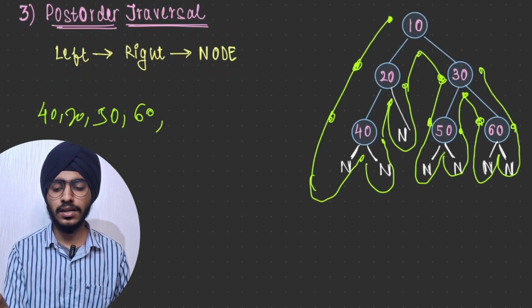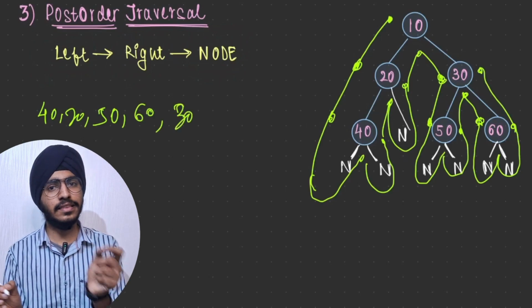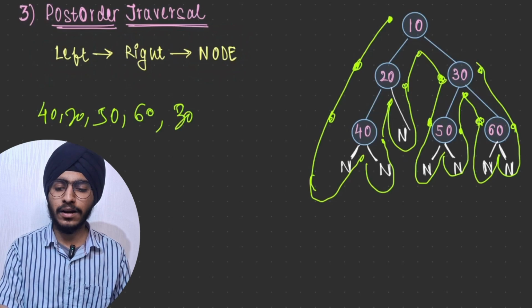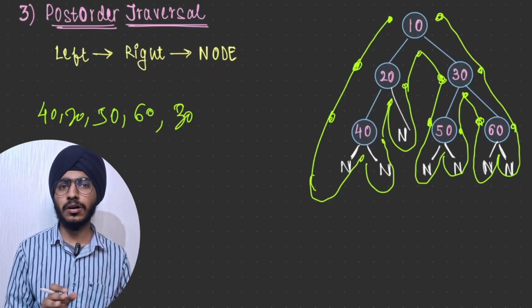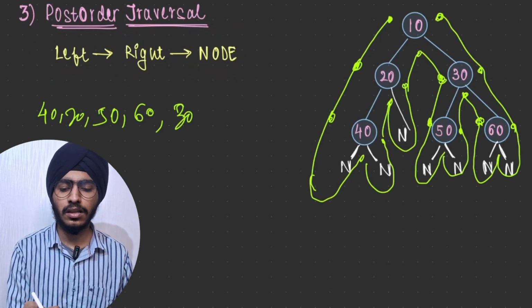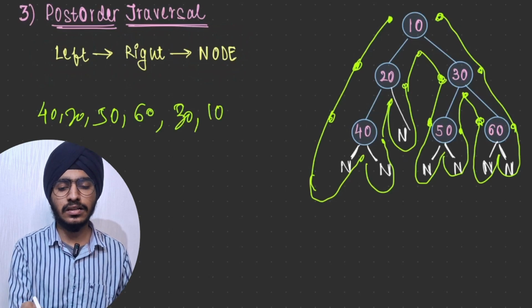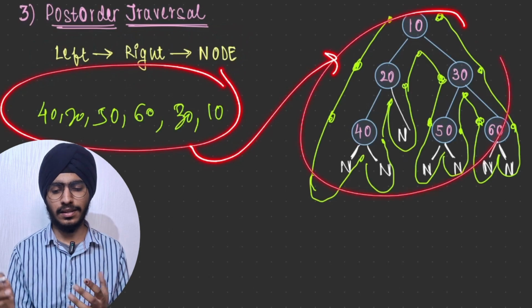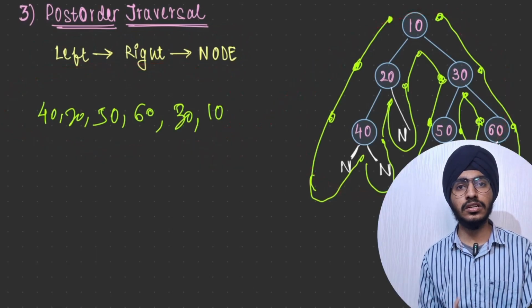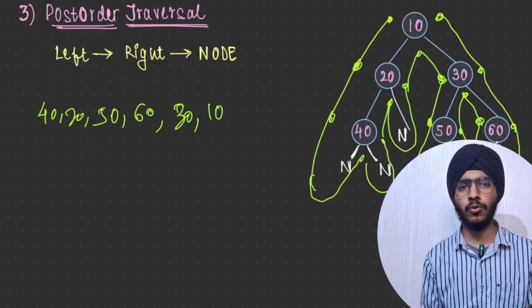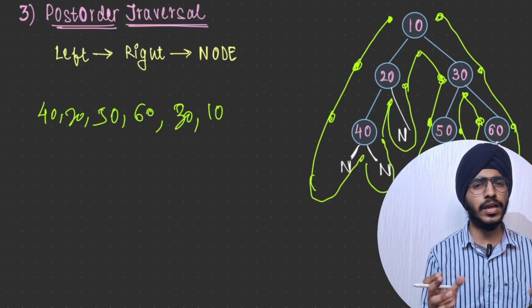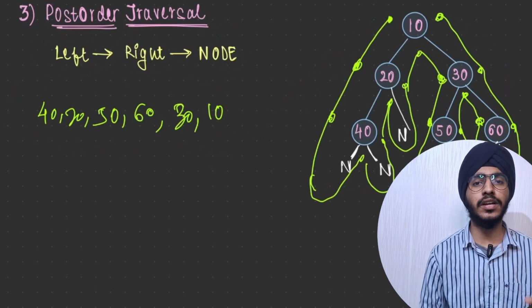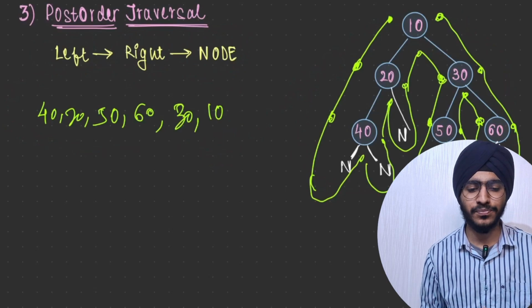We will go to 30. Now 30 is printed because its left and right are completed. We go back to 10. 10 will say my left is also completed, my right is also completed. Now let's print me. So this is the PostOrder Traversal of this binary tree. Now let's jump to the recursion stack implementation of PostOrder Traversal. We will cover it very quickly because we have already covered InOrder Traversal and PreOrder Traversal.